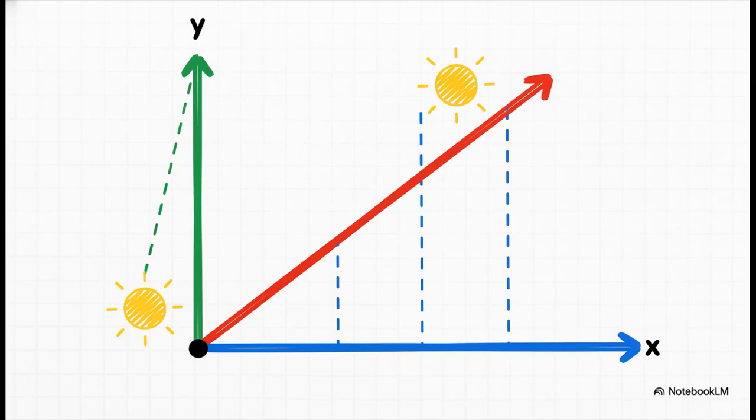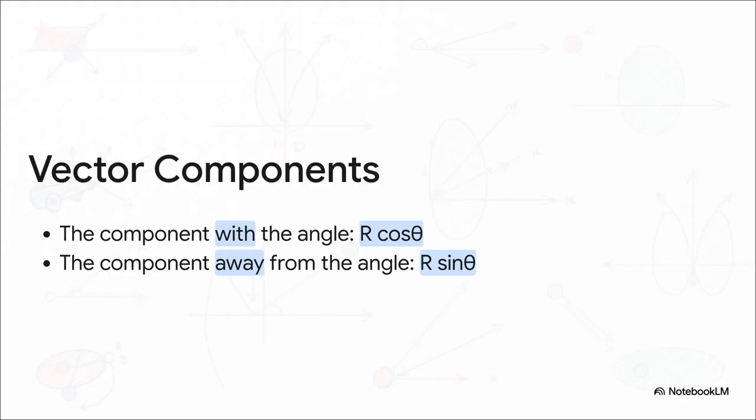Now shine a light from the side. The shadow it casts on the wall, the y-axis, that's your y component. Simple, right? And of course, we have formulas to calculate those shadows precisely. Here's a little trick to remember them forever. The component that is touching the angle, the one right next to it, always gets the cosine. The component that's away from the angle, on the opposite side, gets the sine. It's a handy shortcut that'll save you a lot of headaches, trust me.